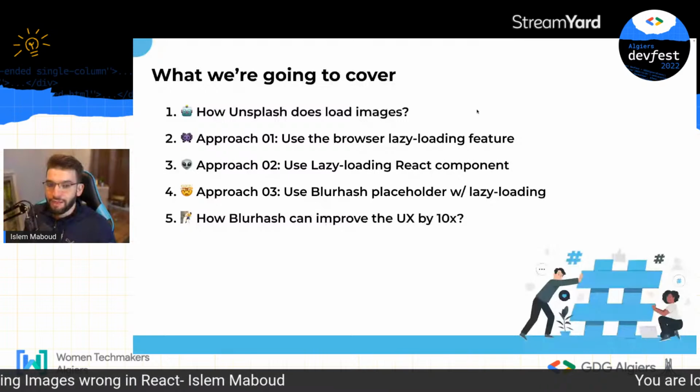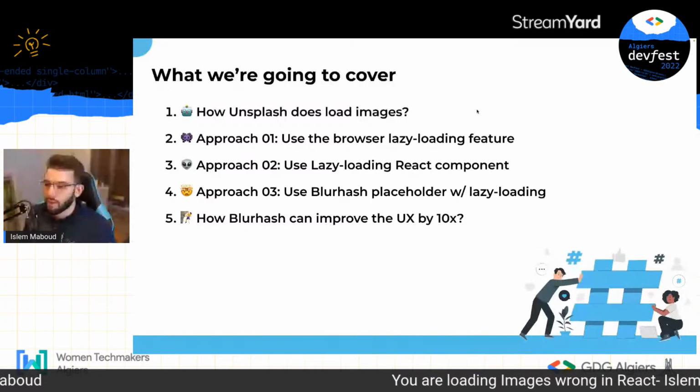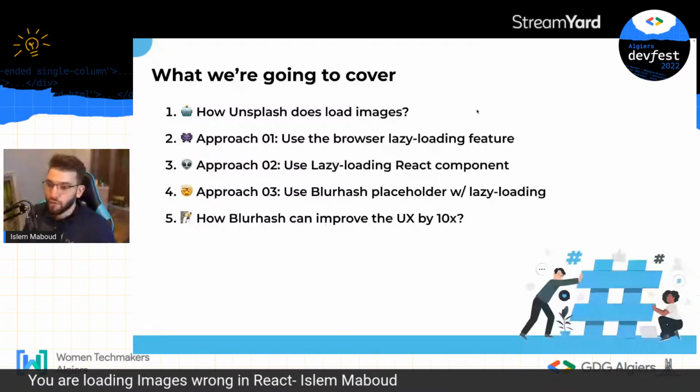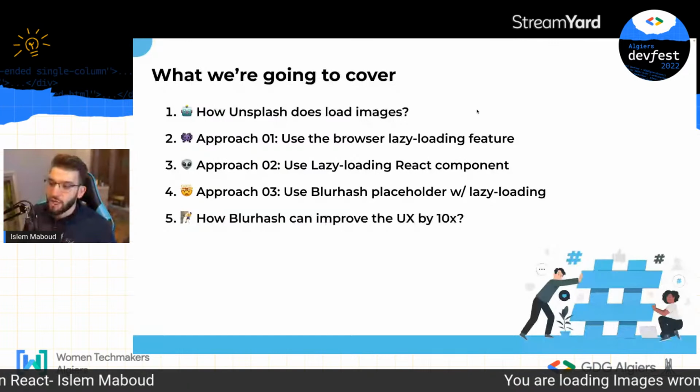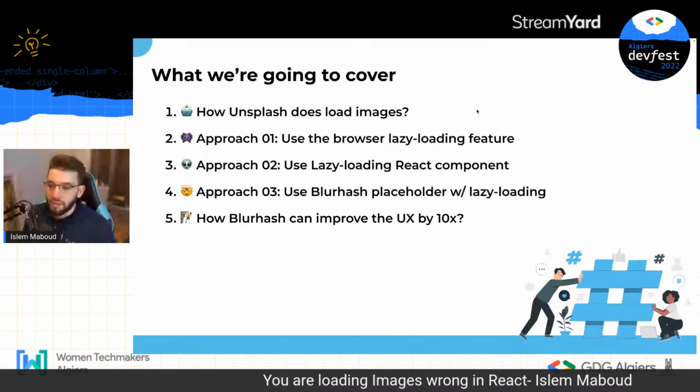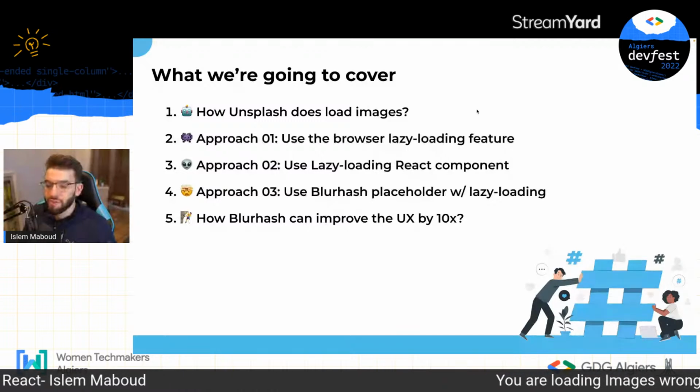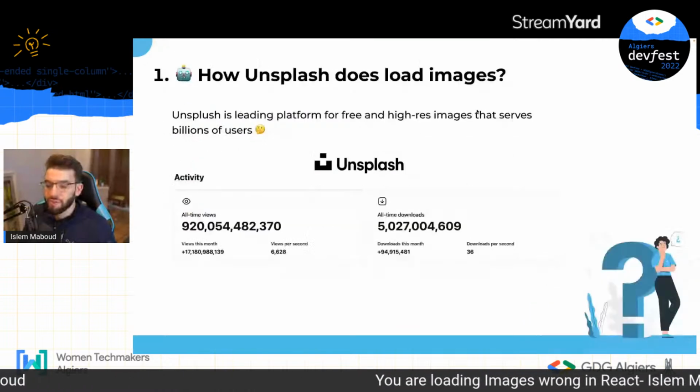It's going to allow you to load images, add some effects like blurriness, add some grayscale effects, and slightly make the user experience a little bit better when it comes to loading images in React overall. And the third approach in our case is using a blur hash placeholder with lazy load. And last but not least is how BlurHash can improve the user experience by 10x. Okay, so first section, how Unsplash loads images.